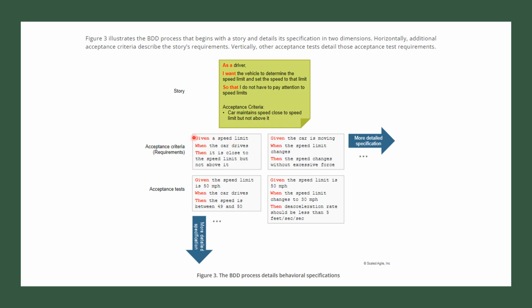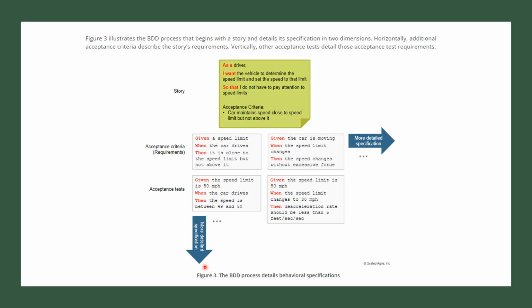Let us look at one dimension, which is horizontal. We are trying to describe story requirements in a better way using horizontal elaboration. The acceptance criteria goes like this in GWT format: given a speed limit, when the car drives, then it is close to the speed limit but not above it. If you go horizontally, there is one more scenario possible: given the car is moving, when the speed limit changes, then the speed changes without excessive force.